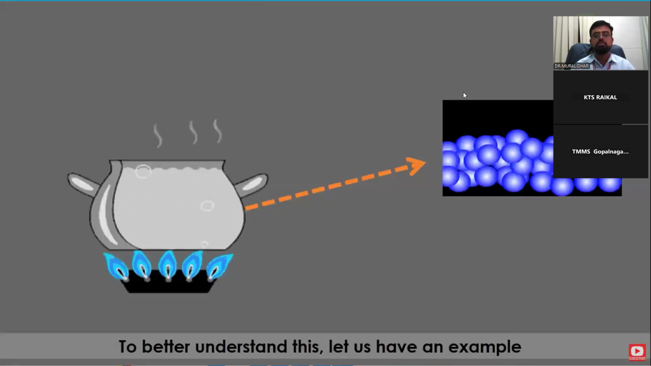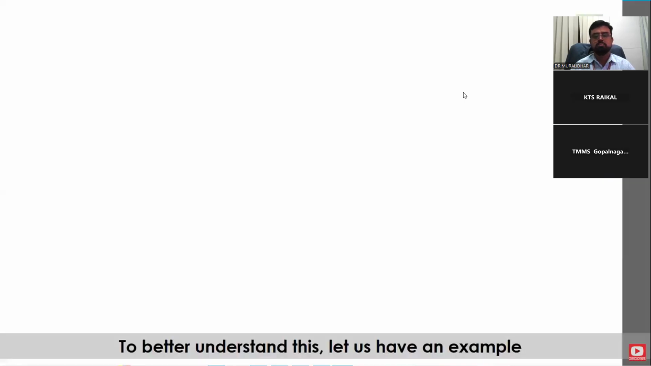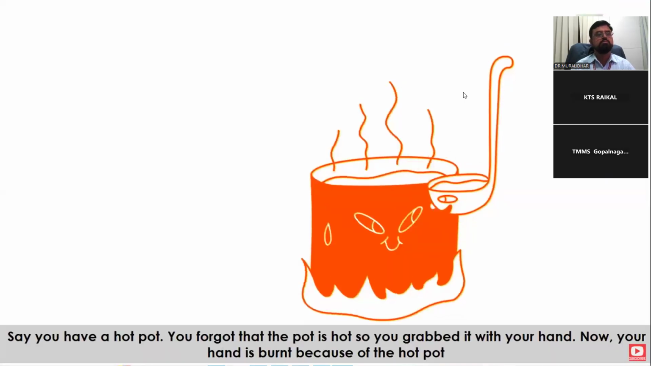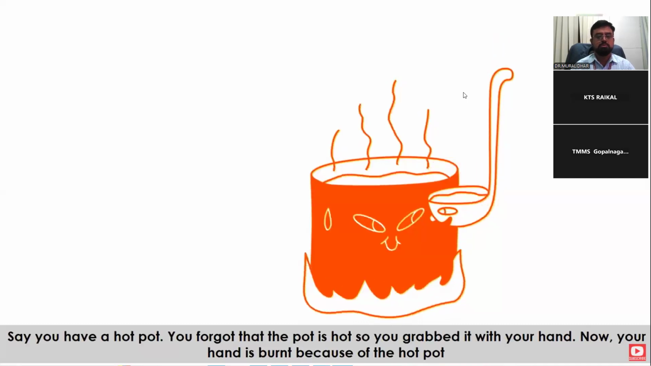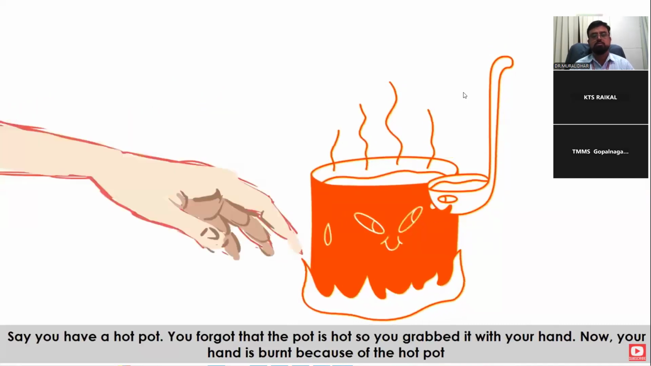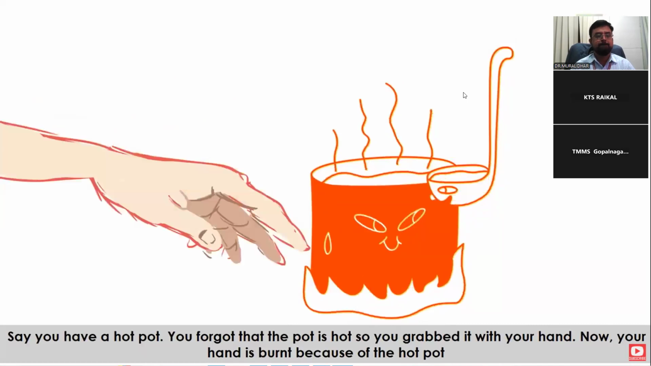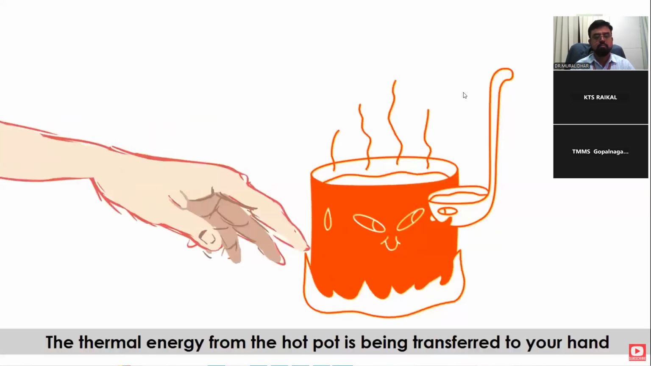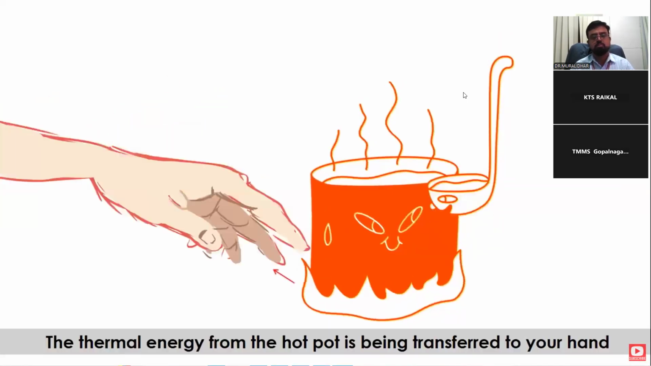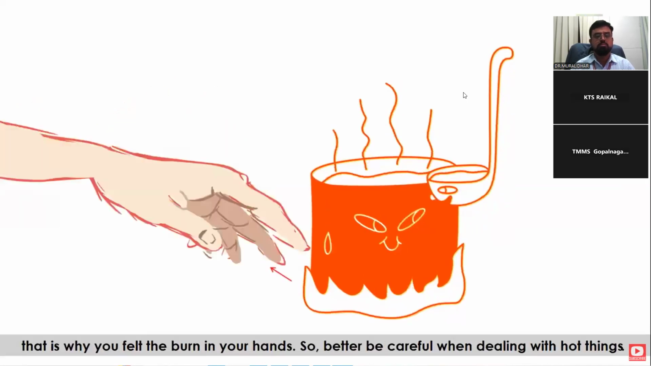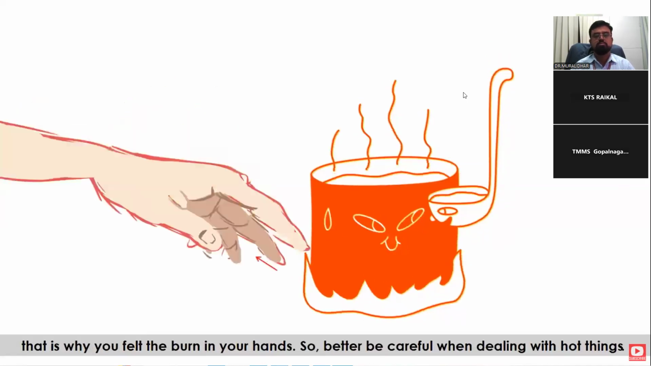To better understand this, let us have an example. Say you have a hot pot. You forgot that the pot is hot, so you grab it with your hand. Now your hand is burnt because of the hot pot. The thermal energy from the hot pot is being transferred to your hand. That is why you felt the burn in your hand. So, better be careful when dealing with hot things.